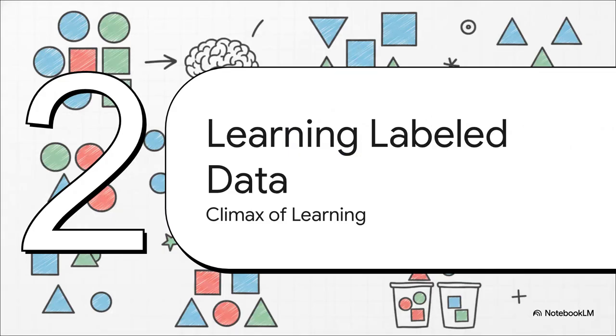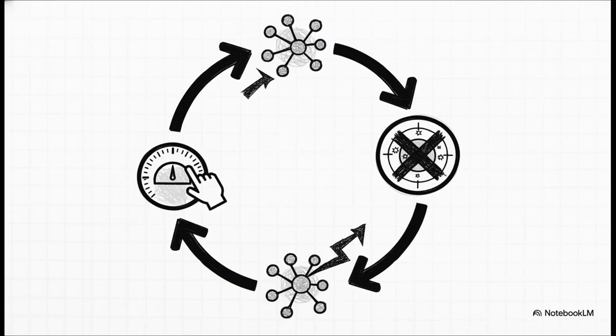Section 4, Learning from Labeled Data, the climax of learning. Okay, so we have the math, we have the scoreboard, but how does the actual true learning happen? It happens through a continuous 4-step iterative learning loop. Step 1, forward propagation. The data passes through the network to make a prediction. Step 2, error calculation. The loss function acts as the scoreboard to see exactly how wrong that prediction was.